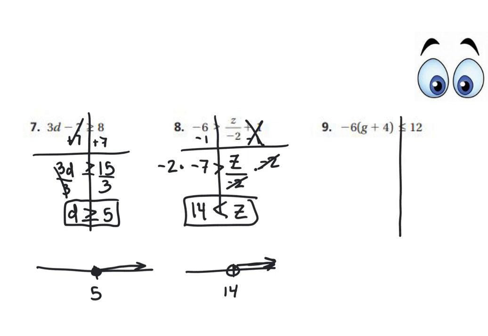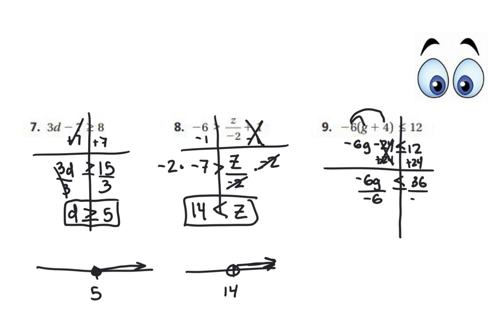Number 9, we just need to distribute first. So this is going to be -6G. -6 times 4 is -24. So now we'll undo the subtraction by adding 24 to both sides. Opposites cancel on the left. We have -6G, and on the right side we have 36. Now we'll divide both sides by -6.